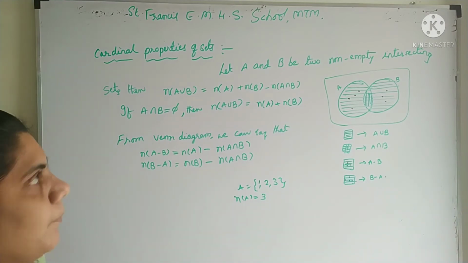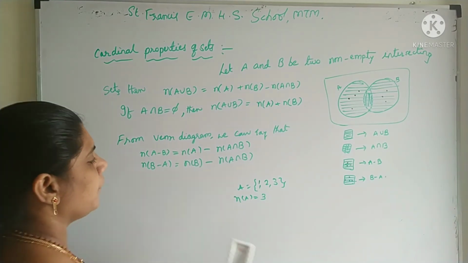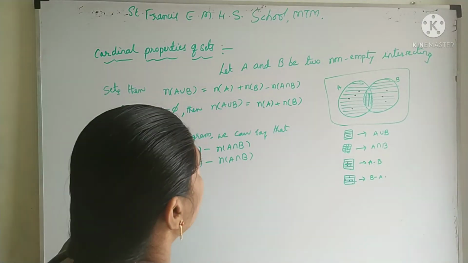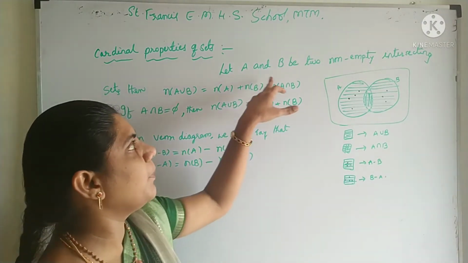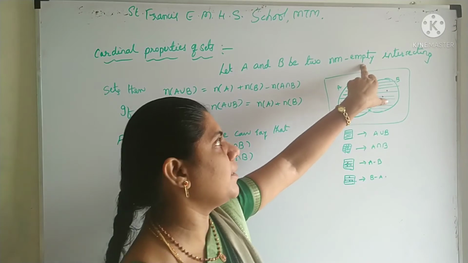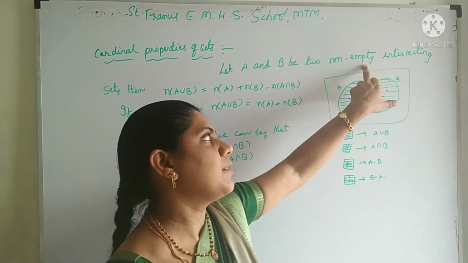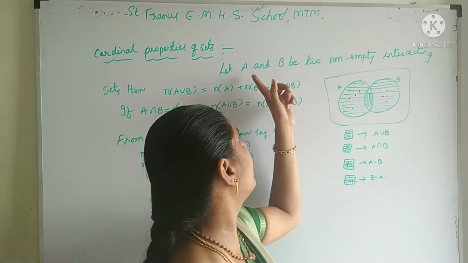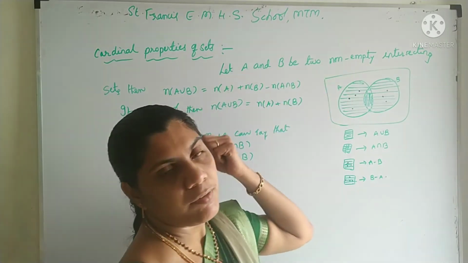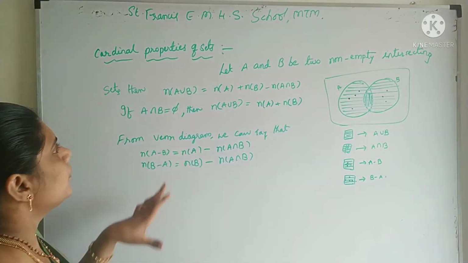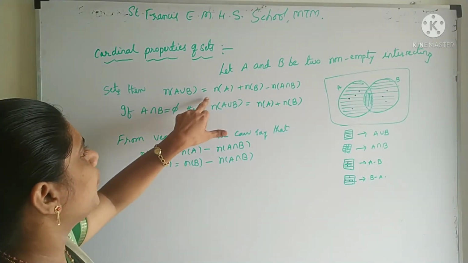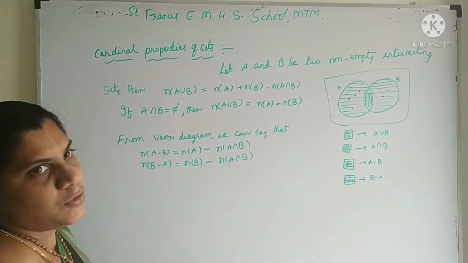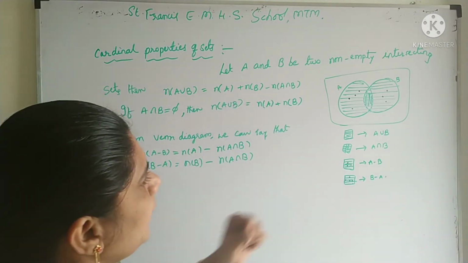Understood? Okay. Now see, there are some properties regarding this cardinal number. We are taking A and B, two non-empty sets, which means some elements are there in the sets. They are intersecting sets, these two sets are intersecting with each other. Now, n of A union B equals n of A plus n of B minus n of A intersection B.